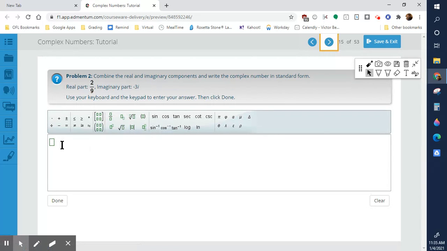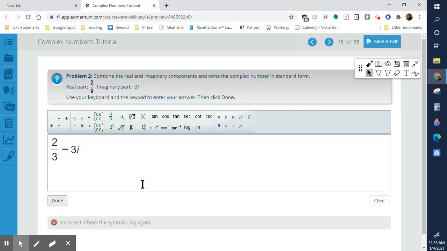All right, so again, we're going to do this for the real part and imaginary part. These should be pretty easy, I hope. So we're going to write 2/3 is our real part, and then minus 3i is our imaginary. So we write the imaginary part second. Get this done.